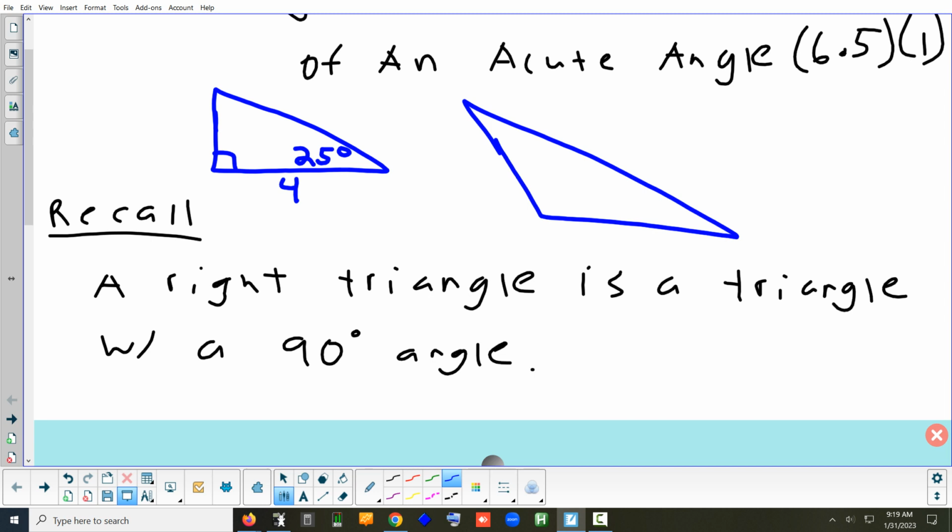That is not a right triangle. Yep, that's an obtuse triangle. Or think of an equilateral triangle. That's acute. All the angles there are less than 90. They're all 60. Okay, this is the type that we're working with.